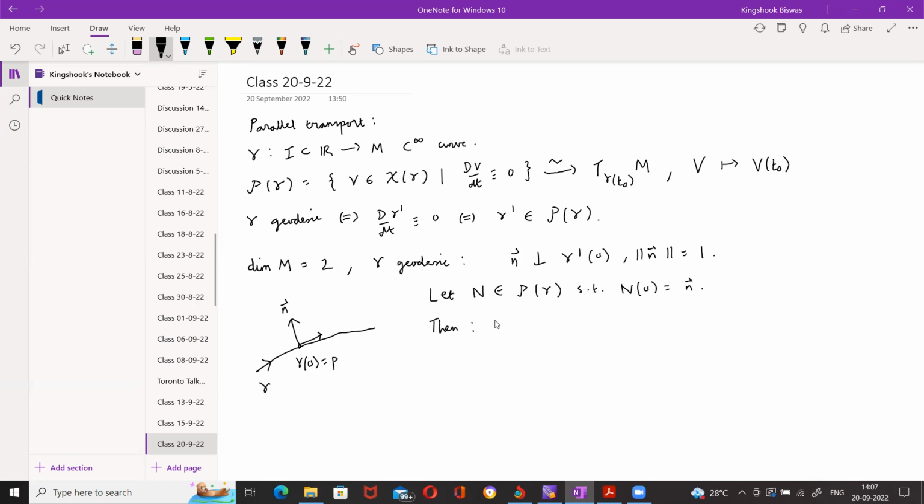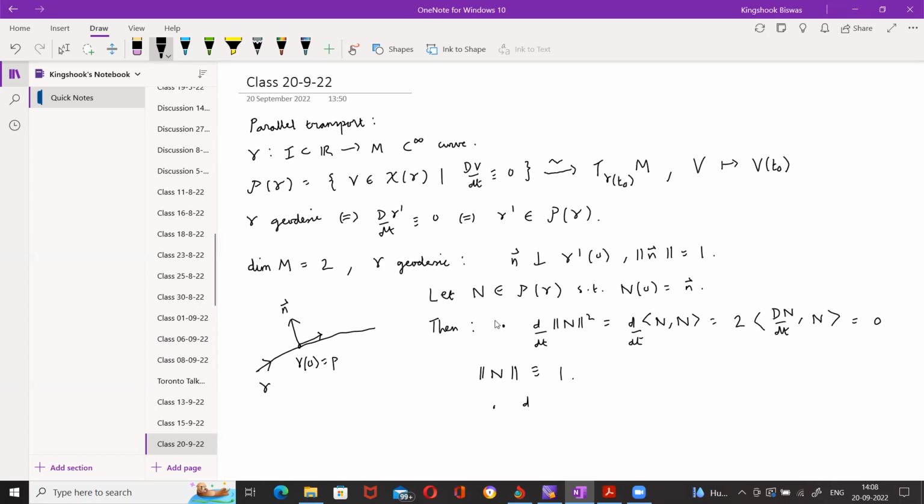Then first of all, note that if I look at the length of N, then this is constant because d/dt of norm N squared is d/dt of the inner product N, N, which by the metric compatibility is 2 times D/dt N inner product N. And since N is parallel, this DN/dt is 0. So this becomes 0. So this means that norm N is constant, and so it's constant equal to 1. So N is a unit vector field along gamma.